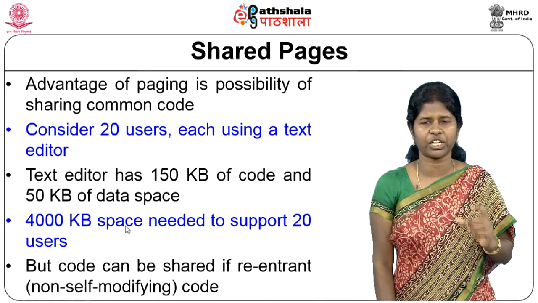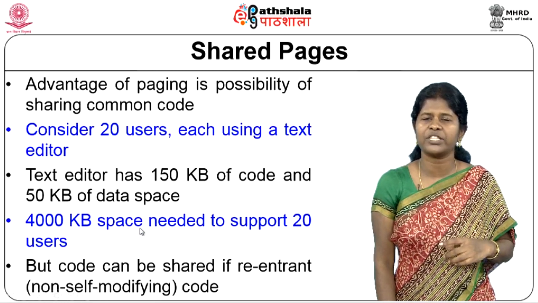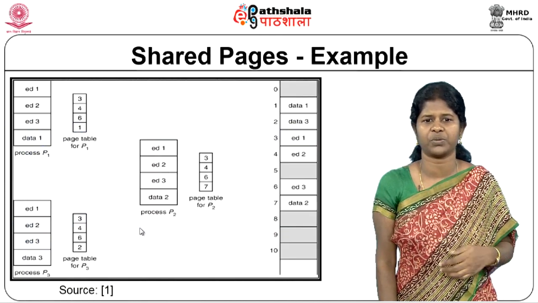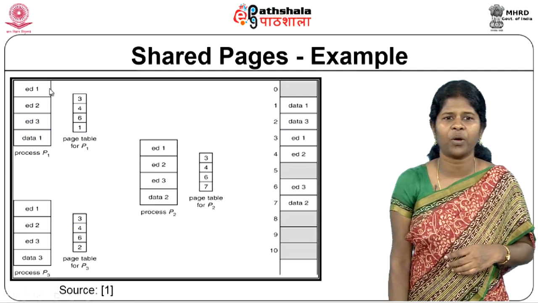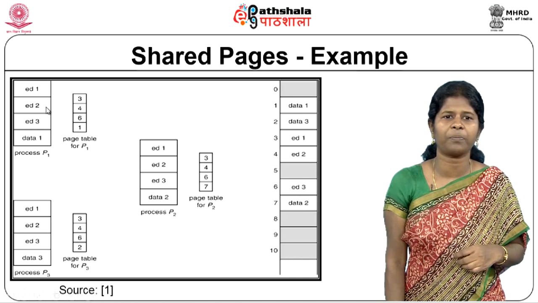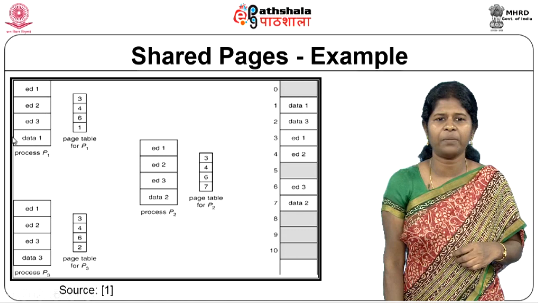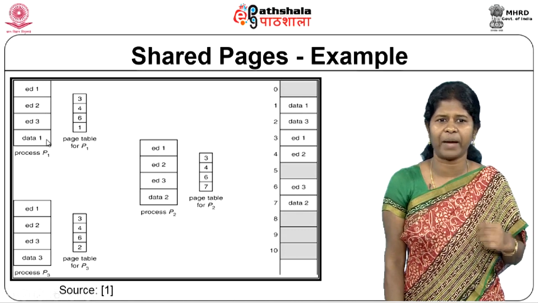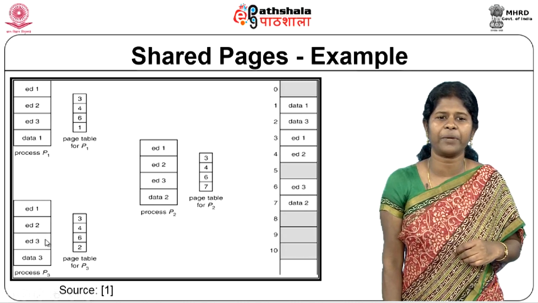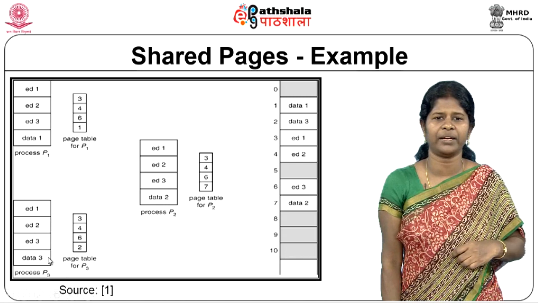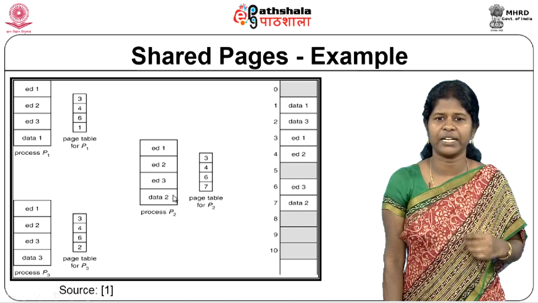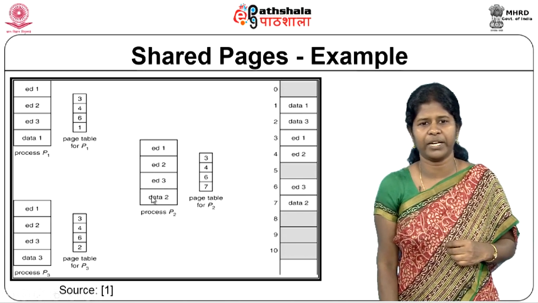So, if there is a re-entrant code which will not change even during execution, such a code can be shared between different users. So, look at this example. You have process P1 which is using an editor program, and the editor's code occupies 3 pages, and there is one page which will be used for data by that particular process. And process P3 again has got 3 pages of the editor and some page for the data. There is another process P2 which uses 3 pages of the editor's text code and 1 page for the data.